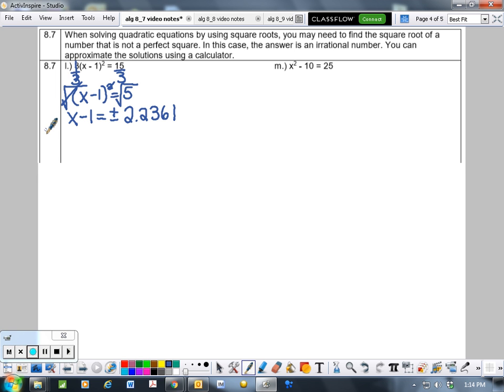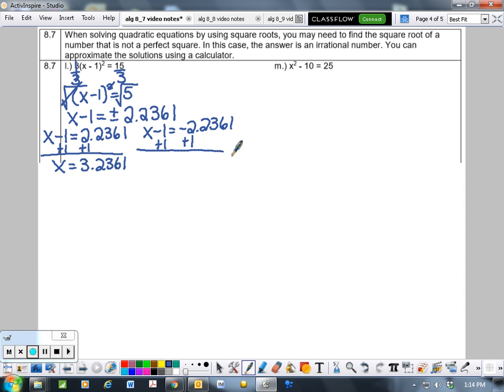And now we're going to break this up. x minus 1 equals 2.2361, and x minus 1 equals negative 2.2361. So here I add 1 to both sides. So I get x equals 3.2361, and then I add 1 to both sides. So this is going to be x equals negative 1.2361. And these are our 2 answers.